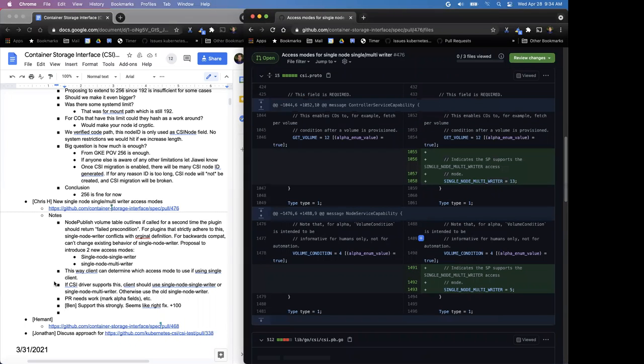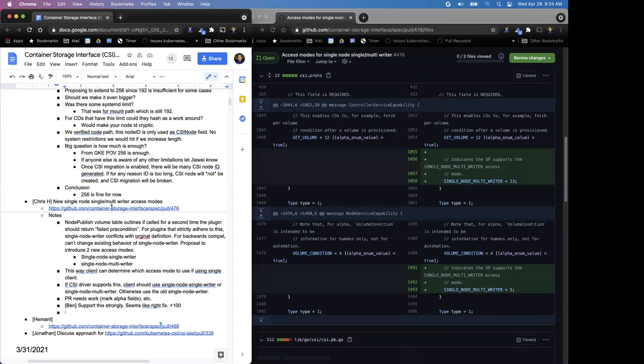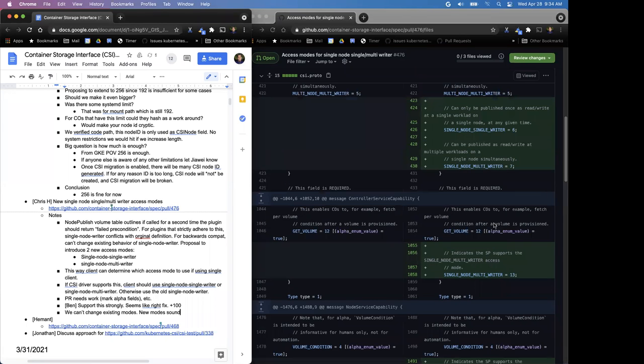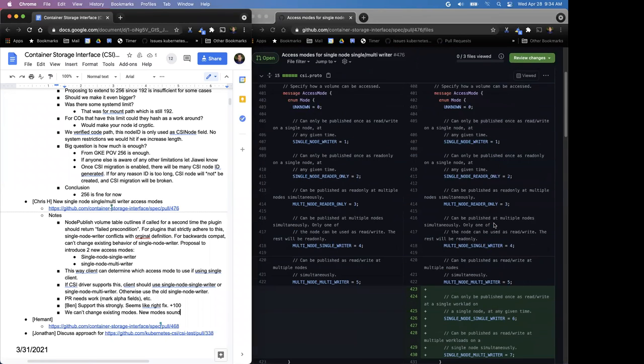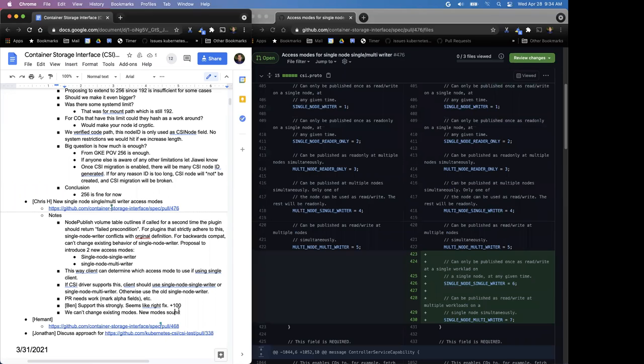Are we going to change? We cannot change the meaning of any of the existing access modes. So single node writer, single node single writer, it sounds the same, but the problem there is backwards compatibility. If you get a CO that's trying to use the new interpretation of those values and an SP that understands the old interpretation, you get bad results. So this way you definitely know that you're talking to someone who understands the new values.